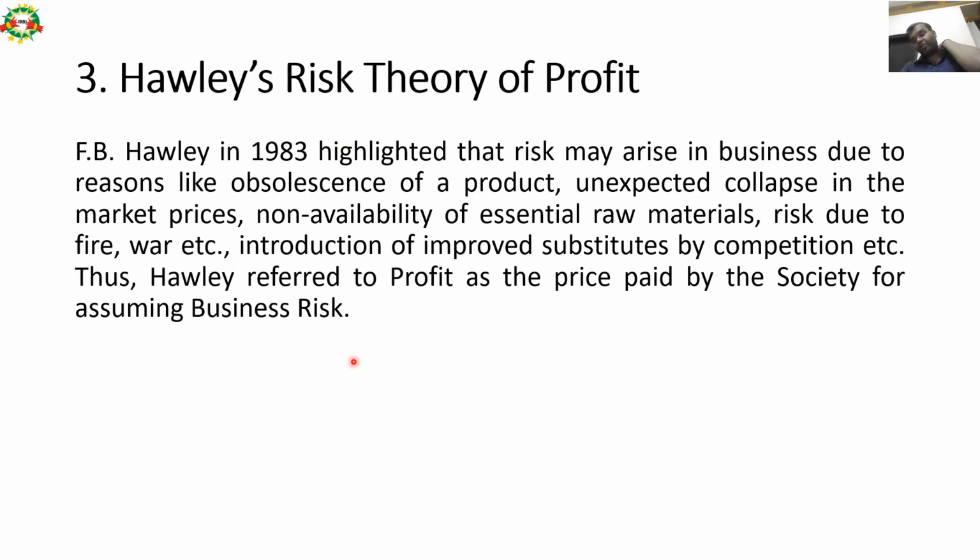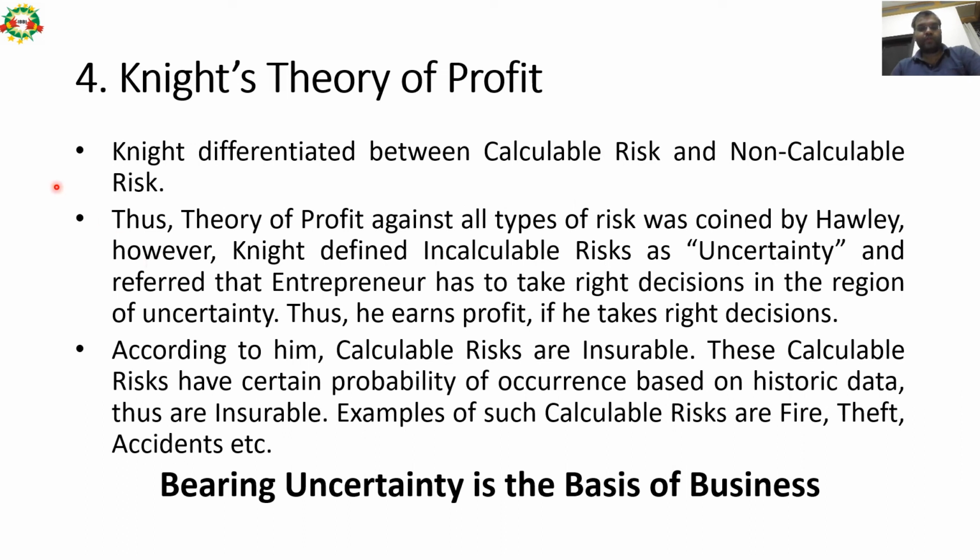So this theory talks about compensation against the business risk. This is the key word in this theory. Fourth theory is Knight's theory of profit. Knight differentiated between calculable risk and non-calculable risk. This line is very important. Sometimes one mark theory question comes out of this line only. Thus, theory of profit against all types of risk was coined by Hawley.